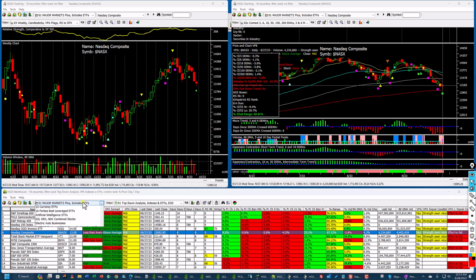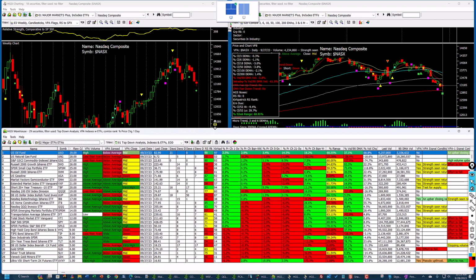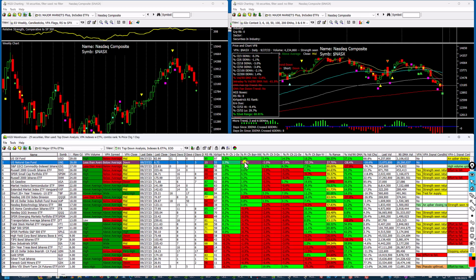Now, the next thing I'm going to do is drop down to the major markets, ETFs and ETNs, and I'll make this bigger. And what do we have here? We have the oil fund. U.S. oil fund was up another 2.5% yesterday. And look at these numbers across here.